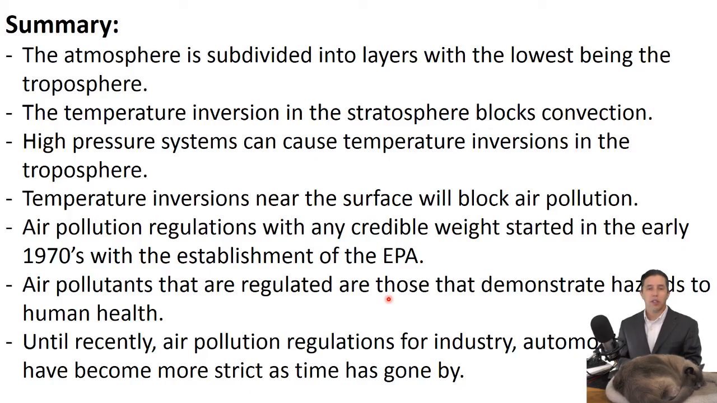So, to summarize, the atmosphere is subdivided into layers, with the lowest two layers being the troposphere, and above that the stratosphere. And the stratosphere has a big temperature inversion, and that's what blocks convection. Now, high pressure centers can create temperature inversions lower down in the troposphere. And if you have one, it will prevent things from convecting and going up into the atmosphere, and that is what traps air pollution.